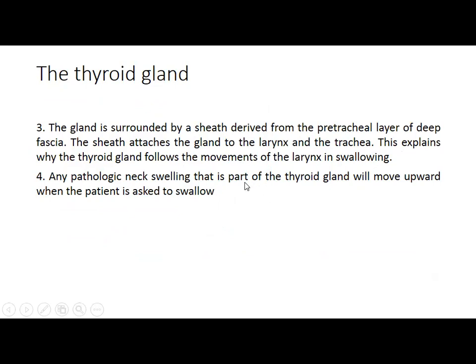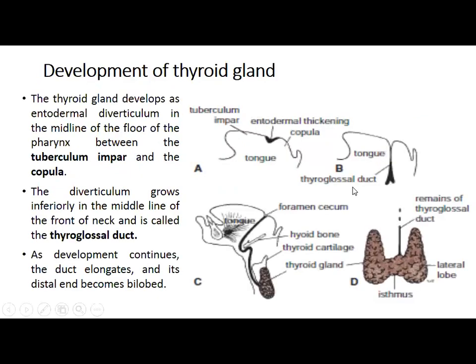Any pathological neck swelling that is part of the thyroid gland will move upwards when the patient is asked to swallow. As I said, if you want to confirm whether any mass in the neck is coming from the thyroid gland, ask the patient to swallow. If it moves along with swallowing, then it is from the thyroid gland. If it doesn't move, then it might be because of some other mass coming from another structure. So that is a very important item which we can easily identify in clinical assessment.